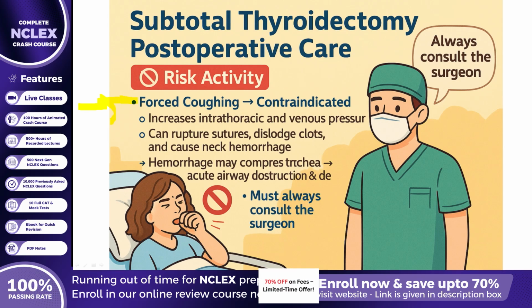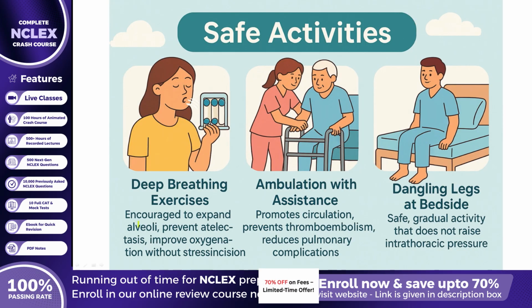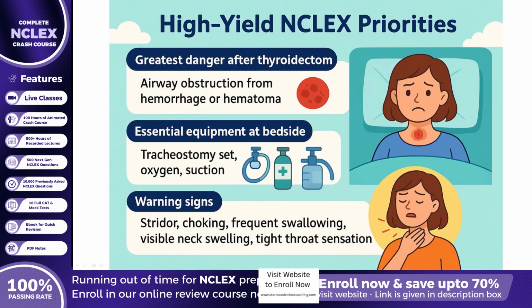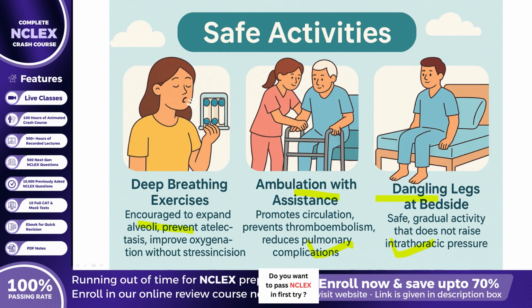Deep breathing, without forceful coughing, is encouraged because it expands the lungs, prevents atelectasis, and improves oxygenation without placing undue pressure on the surgical site. Ambulating early is a cornerstone of safe recovery, as it prevents thromboembolic events, stimulates circulation, and improves gastrointestinal motility, all without jeopardizing neck integrity. Similarly, dangling the legs from the bed is a gentle way to prepare the client for mobilization. It supports orthostatic tolerance and circulation and does not stress the surgical wound.